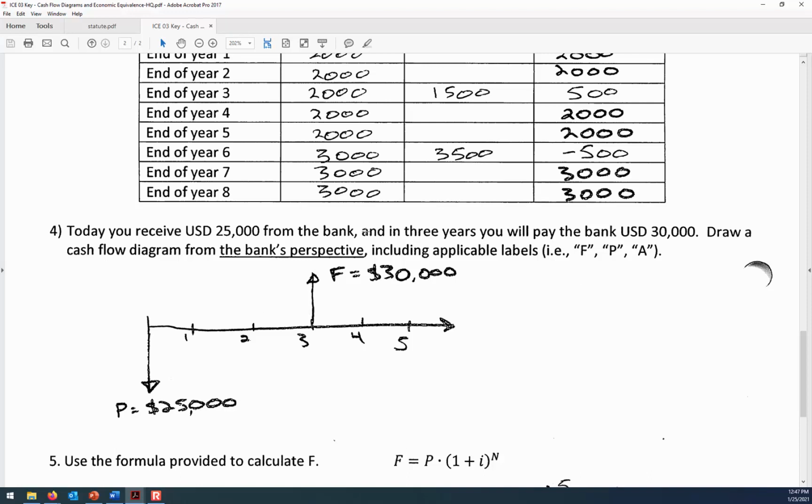But then the other thing is here, and you'll get a lot more experience with learning how to interpret these problem statements. This language really does mean it's a lump sum in 3 years. Now, it could have been made even more plain. I could have said, and at the end of 3 years, you will pay the bank a lump sum of $30,000. And so, I could have made it even more explicit, but it's not always going to be maximally explicit.